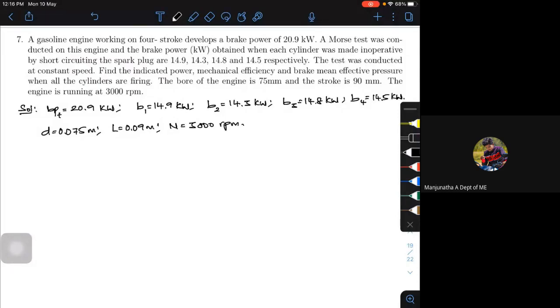What are you supposed to find? The first one is the indicated power, that is IP total. The second one is the mechanical efficiency. The third one is the brake mean effective pressure, or PM with respect to BP. This is what we are supposed to find, so let's try to find them one by one.